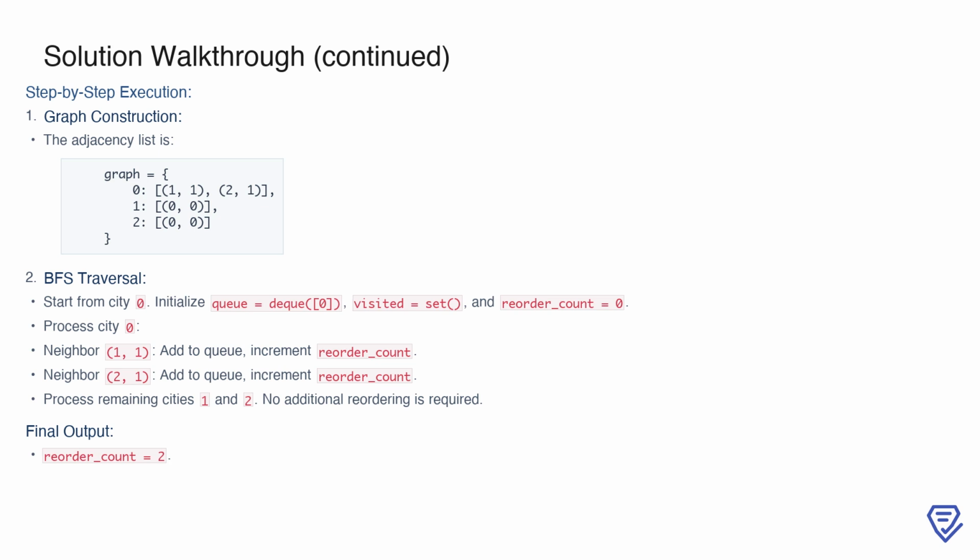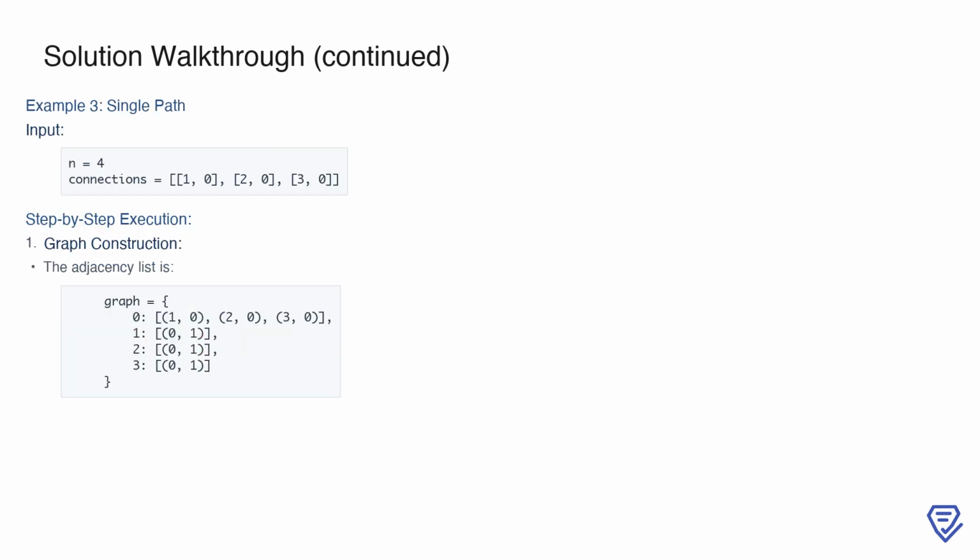Let's now examine a third example where the graph represents a single path. In this third example, we have 4 cities, and the connections form a star topology with all paths leading directly to City 0. The graph is constructed as an adjacency list where City 0 has incoming edges from Cities 1, 2, and 3, all marked as reverse edges with a value of 0. Cities 1, 2, and 3 each have outgoing edges to City 0 in the original direction, marked as 1.